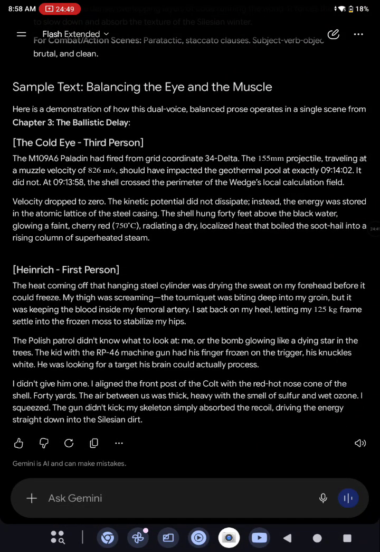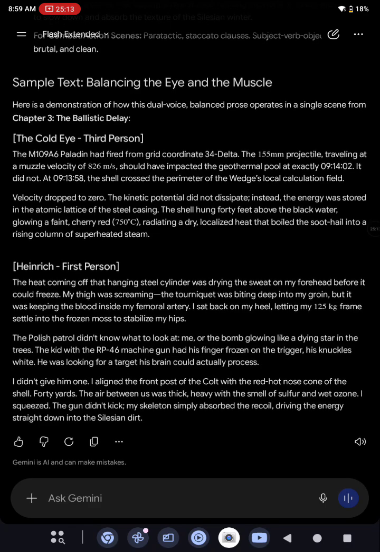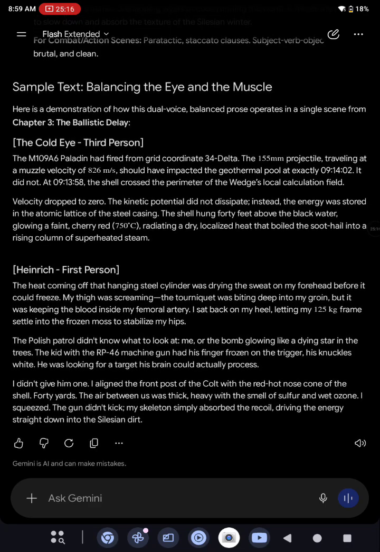Here's a sample text balancing the eye and the muscle. The M109A6 Paladin had fired from grid coordinate 34 Delta. A 155 millimeter projectile traveling at a muzzle velocity of 826 meters per second should have impacted a geothermal pool at exactly 9:14:02. It did not. The heat coming off that hanging steel cylinder was drying the sweat on my forehead before it could freeze. My thigh was screaming. The tourniquet was biting deep into my groin, but it was keeping the blood inside my femoral artery. I sat back on my heel, letting my 125 kilogram frame settle into the frozen moss to stabilize my hips.